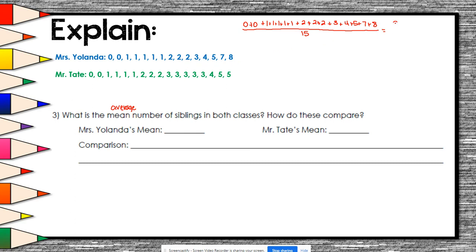So when I add all of these together, I'm going to get 38, and then I'm going to have to divide that by 15. So when I do 38 divided by 15, I'll get 2.53, and the 3 repeats. So I'll put a bar over that 3. Now I'll do the same thing for Mr. Tate, so I'm going to add all of his numbers together.